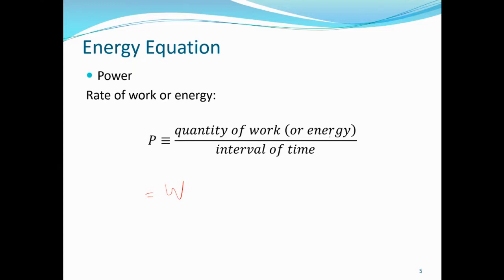Okay, and then you have the derived unit, which can be obtained. This is Newton meter, and time is what? Second. Okay, so meter per second is what? Velocity. That's why power can also be described as force times velocity, because Newton is force, and meter per second is velocity. So power can also be expressed as the product of force and velocity.